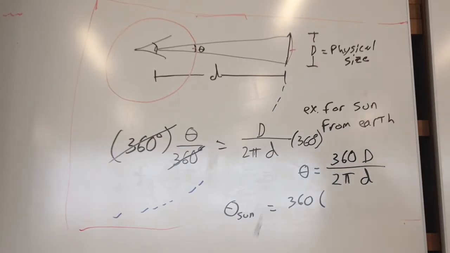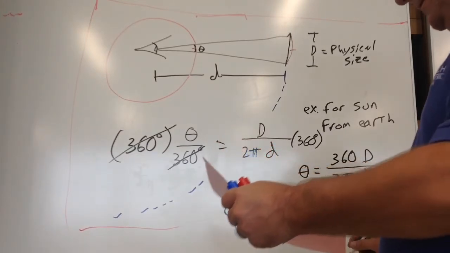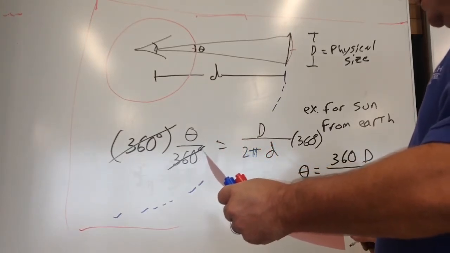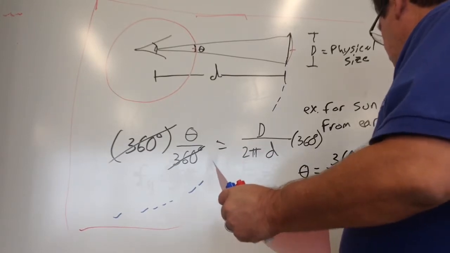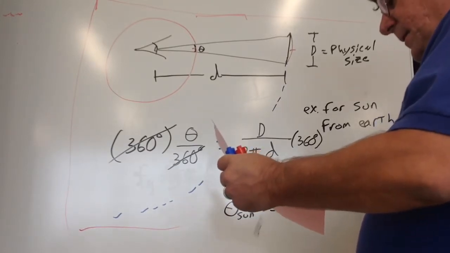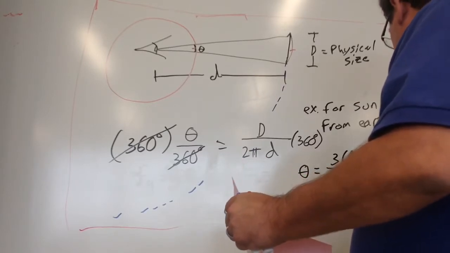So my formula sheet has the mass of the sun, and the radius of the sun is 6.96 times 10 to the 5 kilometers.